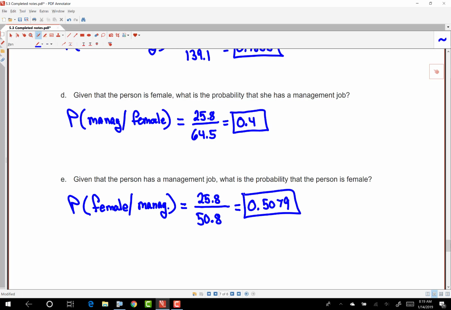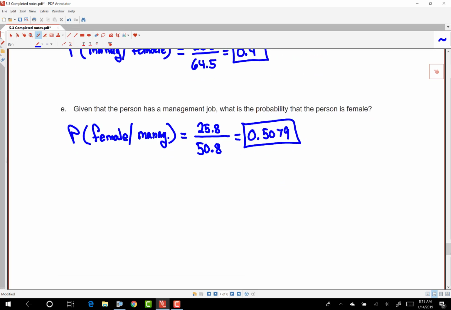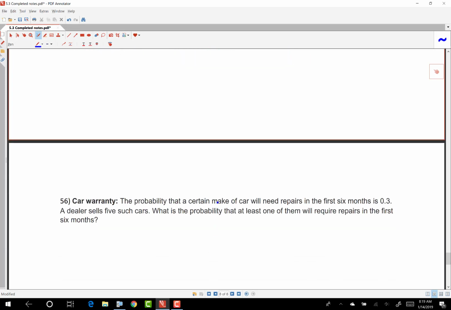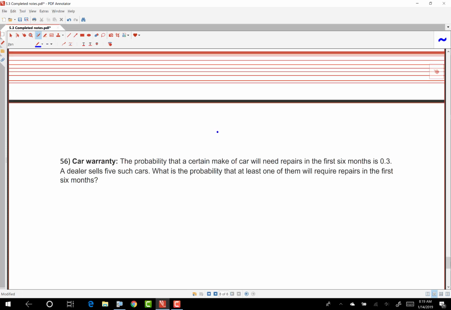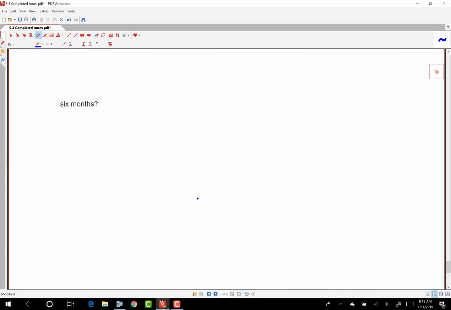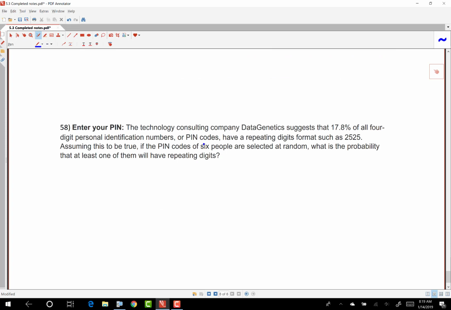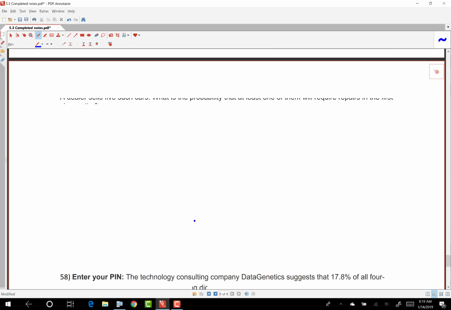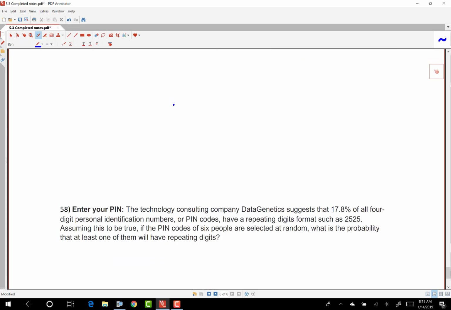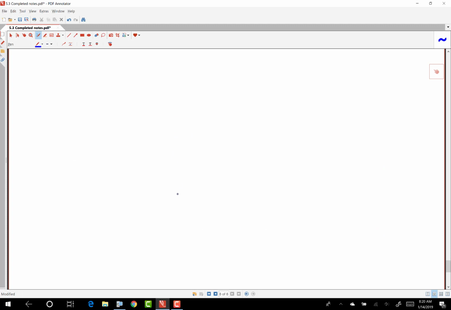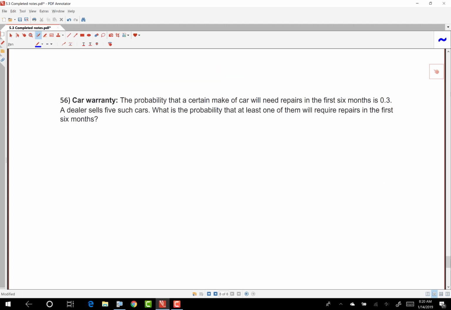Okay. I think I have one last example. Yeah, number 56 here. Actually, I have two more examples. I'm trying to get my... Just close your eyes for a second if this bothers you. I apologize. Sometimes it gets weird when I scroll.